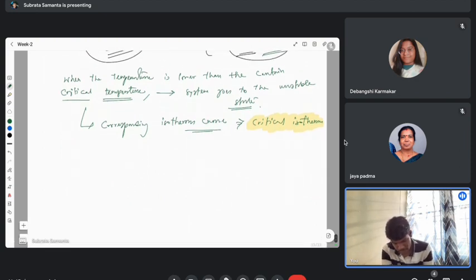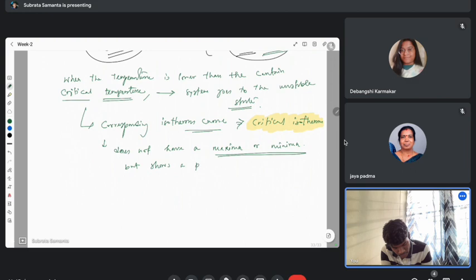So this isotherm curve does not have a maximum or minimum, but shows a point of inflection. This point is known as the critical point.